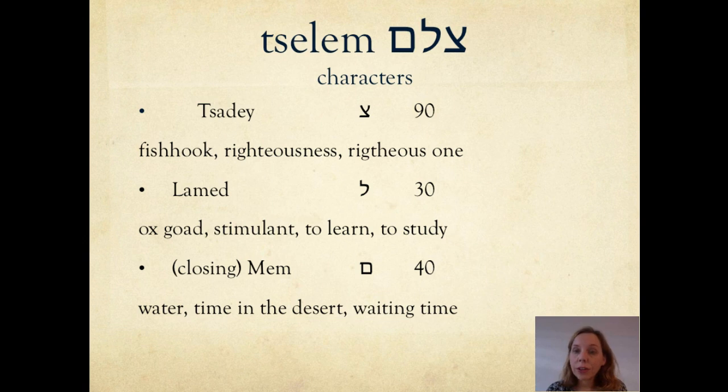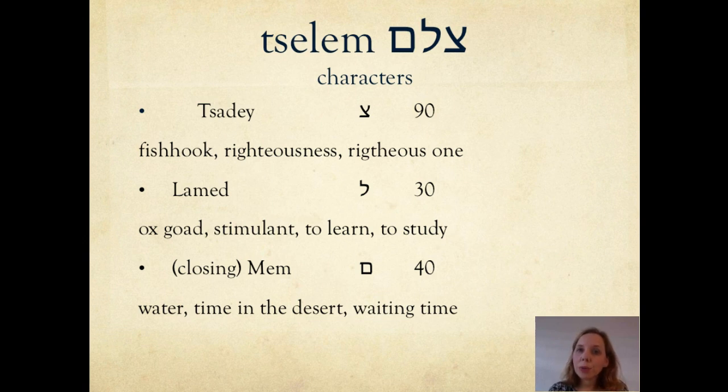Tsadeh, the first letter, since Hebrew we read from right to left, has a numerical value of 90, and it means fishhook, righteousness, or righteous one. It's also the first letter of the Hebrew word tzaddik. Tzaddik is a righteous man, or tzedakah. Tzedakah means philanthropy, and actually it's just the Hebrew word for righteousness.